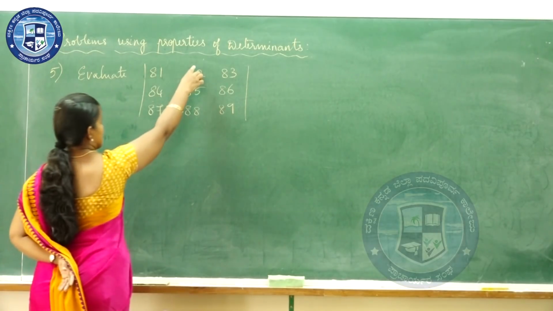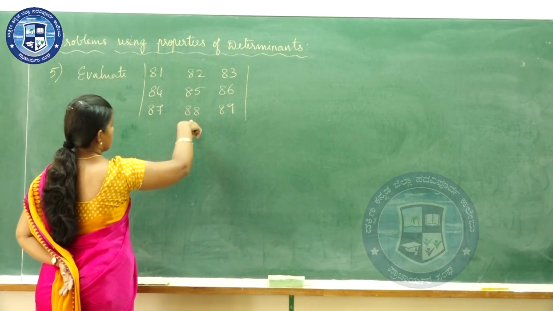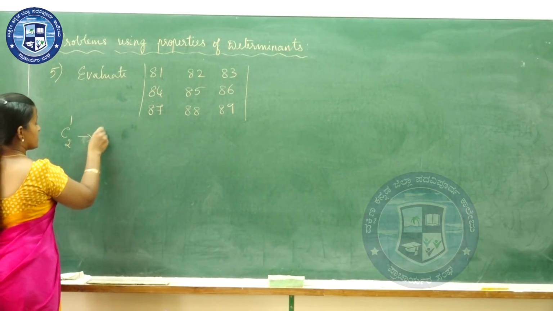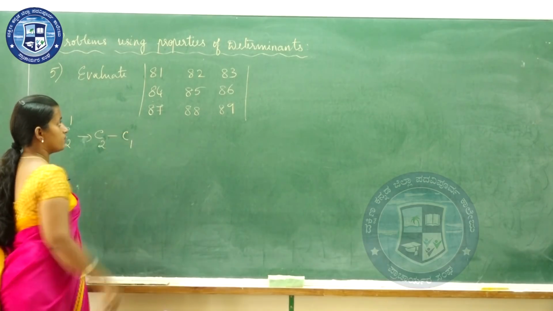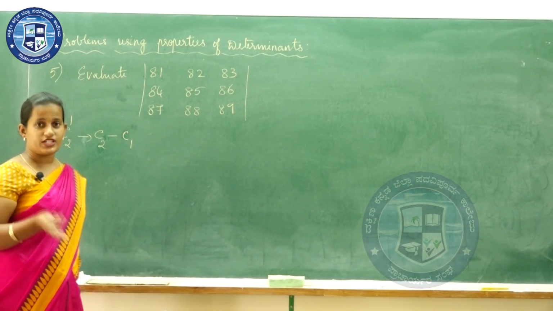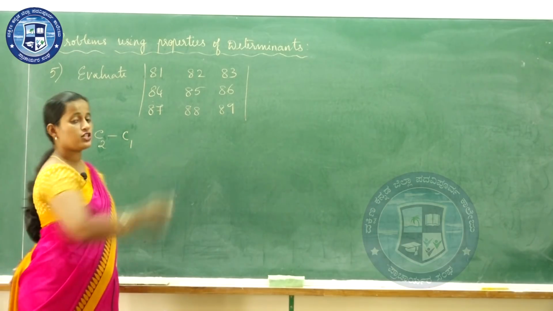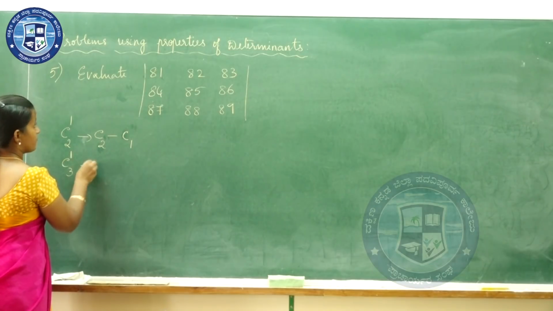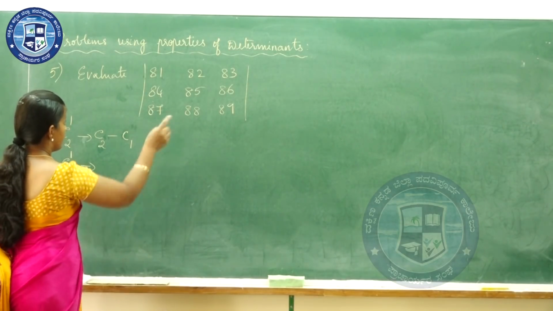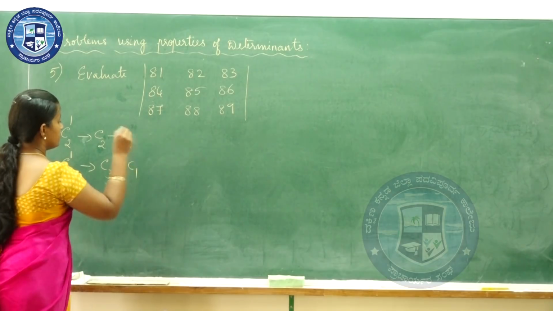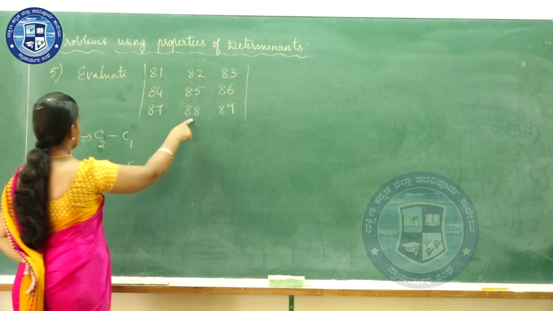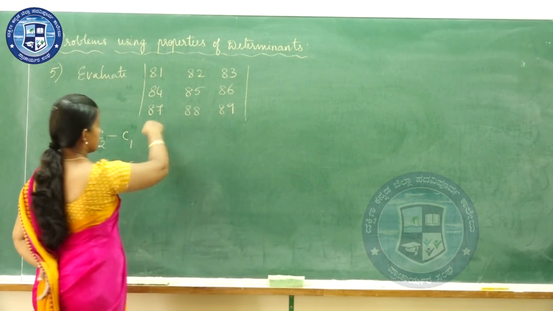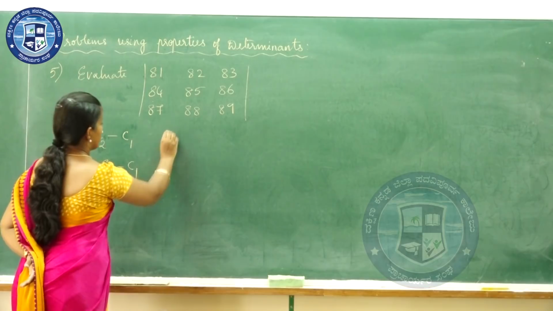So I will replace the second column with column 2 minus column 1. So column 2 is replaced with column 2 minus column 1. You can do 2 operations at once, okay. So when it is a 3 cross 3, you can go for 2 operations. Next, column 3 is replaced with column 3 minus column 1. So I will replace column 2 with column 2 minus column 1 and column 3 with column 3 minus column 1. So what will you get?